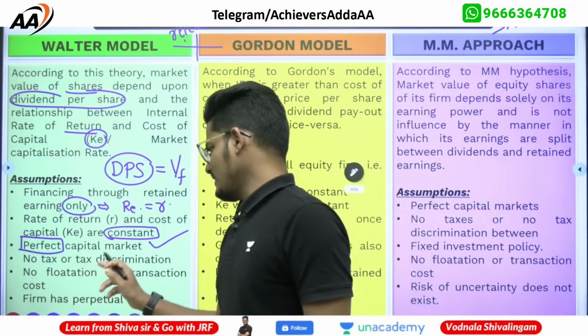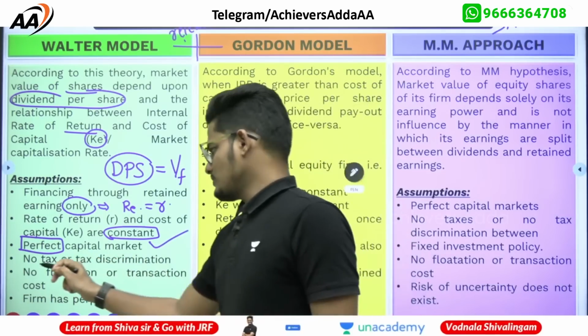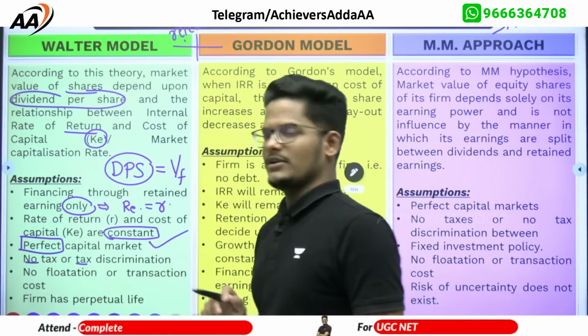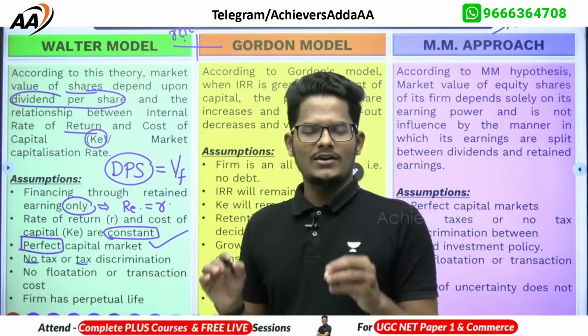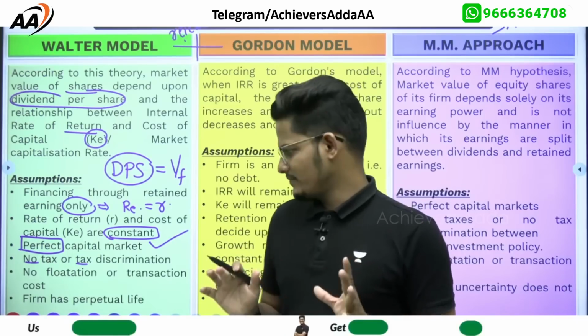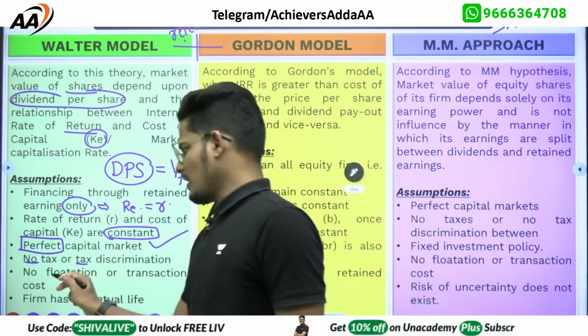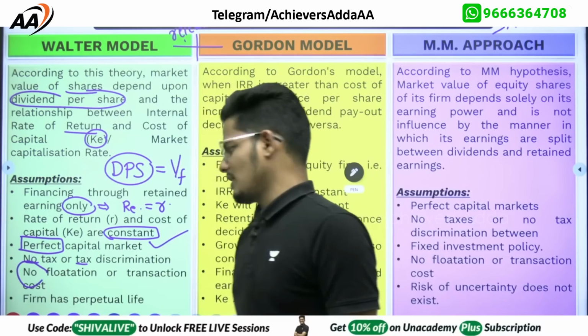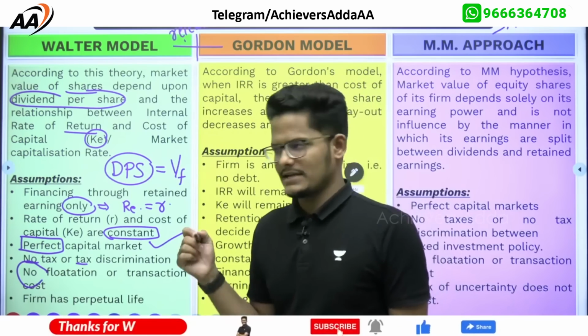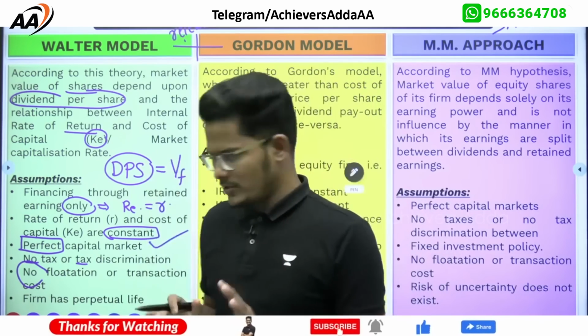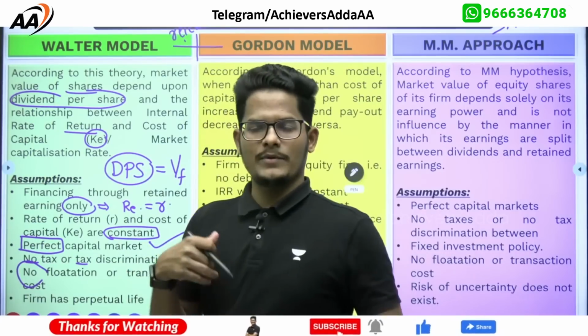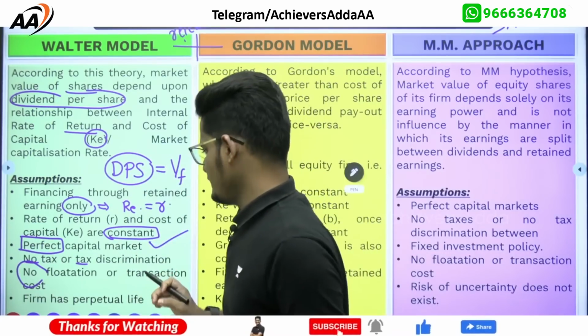Next, no tax or tax discrimination. There is no tax, and tax discrimination is also not there. It means no taxes exist in the world. That is the assumption. And no transaction and flotation costs are involved in making all these transactions. Everything is free, meaning the market will perform everything for free.